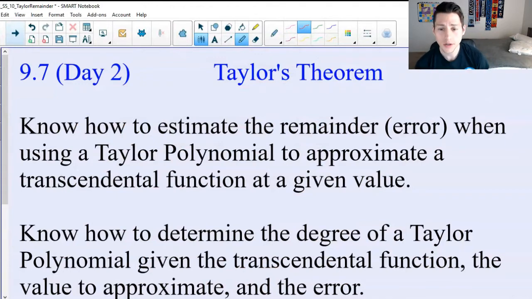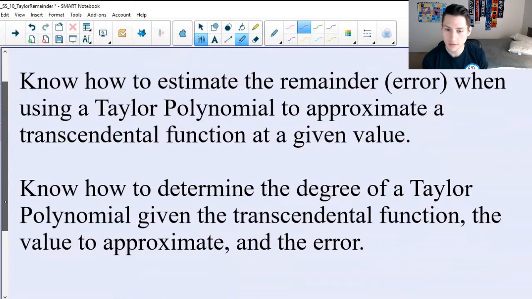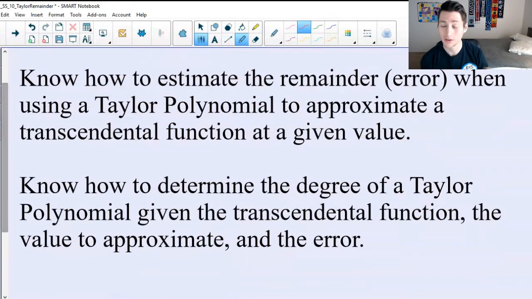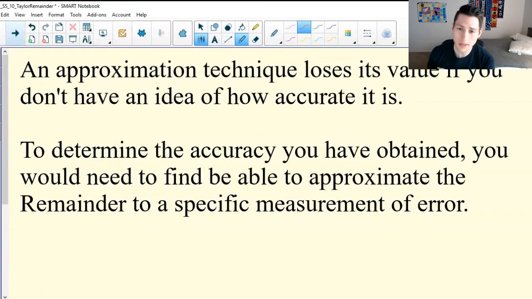So we're going to try to figure out how to find the remainder or error when using a Taylor polynomial. Since it's not perfect, it's an approximation. Can we figure out about how far off we are? So that's basically what this says. An approximation technique loses its value if you don't have an idea of how accurate it is.